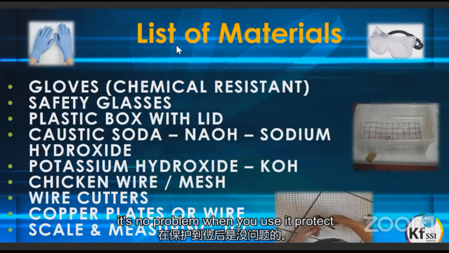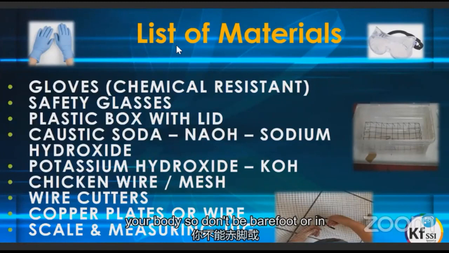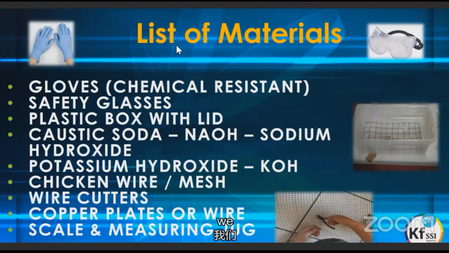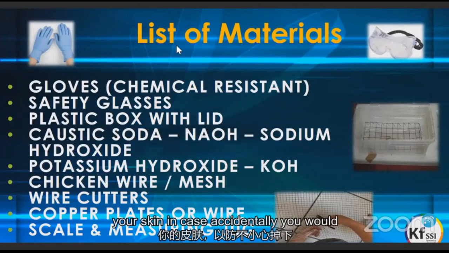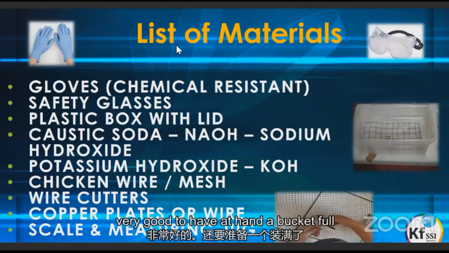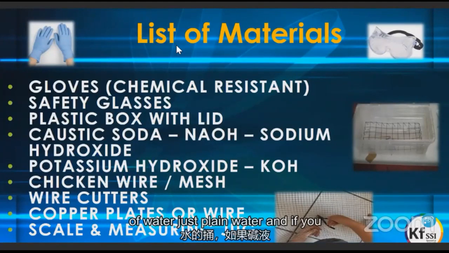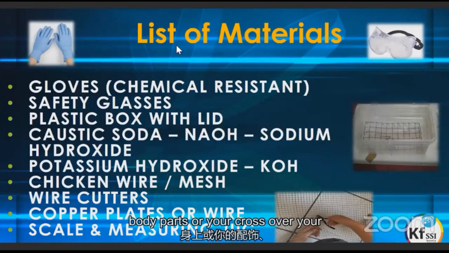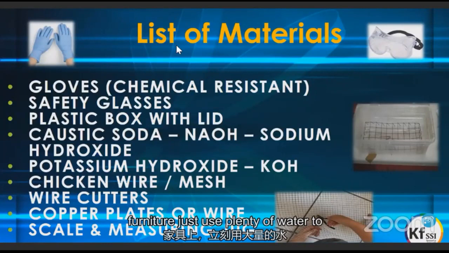When you use it, protect your body, so don't be barefoot or in open sandals, for instance, in flip-flops. Use shoes and use clothing which can save your skin in case you accidentally drop a tool or splash a little of the caustic liquid. And it's very good to have at hand a bucket full of water, just plain water. If you have any drops on the floor or on your body parts or your clothes or your furniture, just use plenty of water to wash it out.